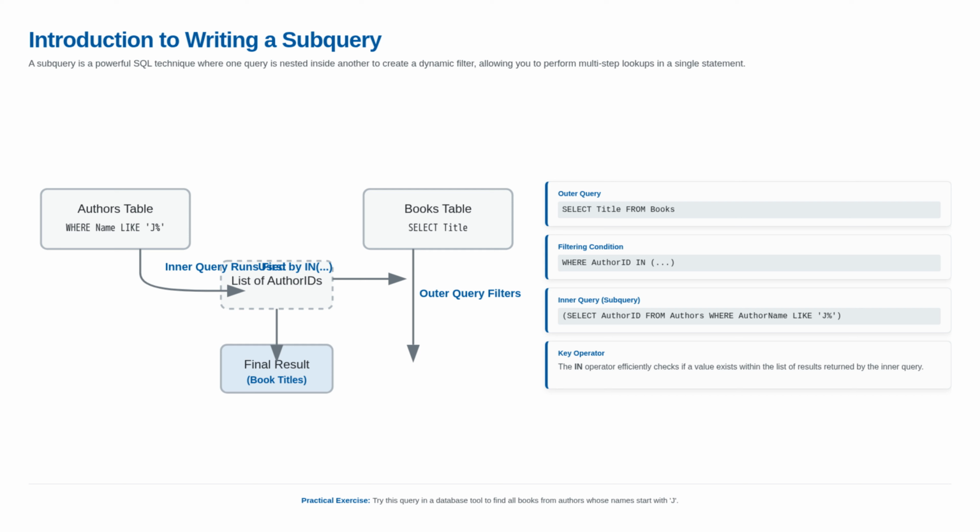Now we wrap this in our outer query. Select title from books where author ID in, etc. The in operator is perfect here, as it checks if the book's author ID is present in the list returned by our subquery. Let's run this in Management Studio.